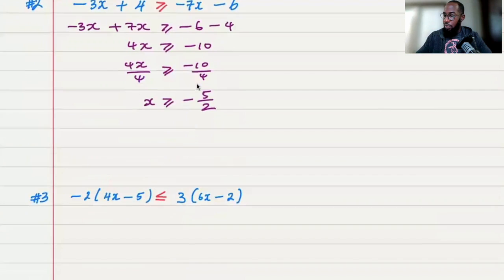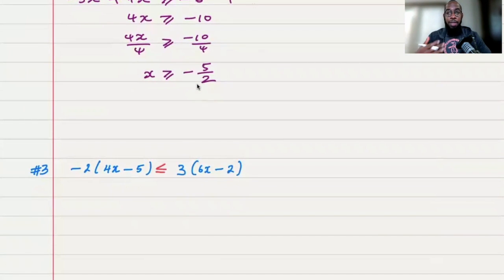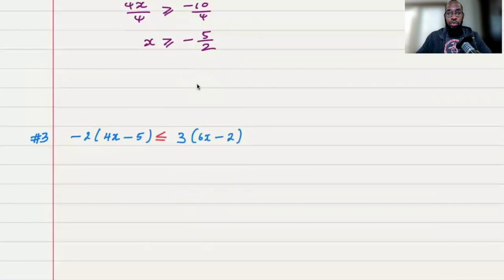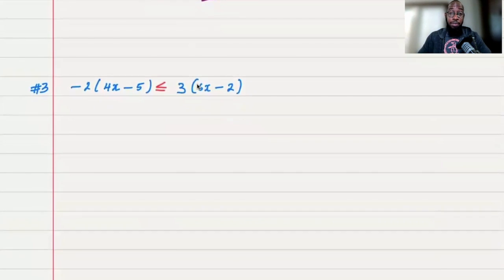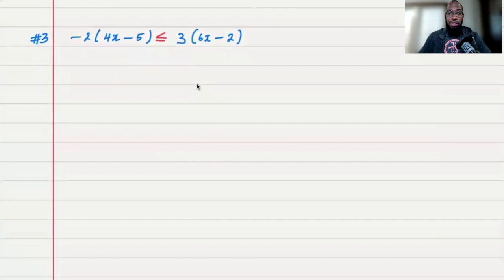Let's look at this last question here. We are going to expand the brackets first, and then we transpose. If we divide by a negative number, we change the direction of the inequality sign. If we divide by a positive number, the sign remains the same. Multiplying two different signs gives a negative. 2 by 4x is 8x. Multiplying two same signs is positive. 2 times 5 is 10. All right, 3 by 6x is 18x. When you're multiplying different signs, it's a negative. 3 twos are 6.